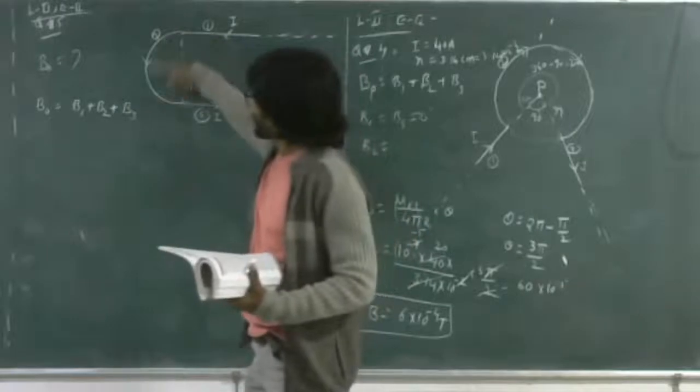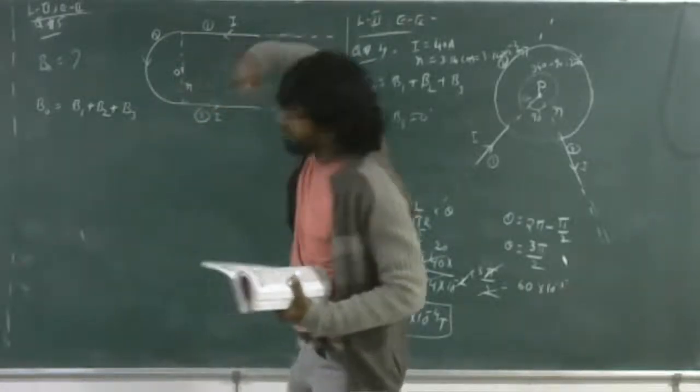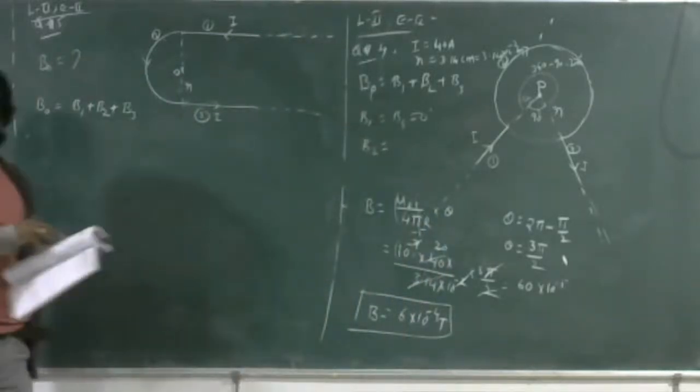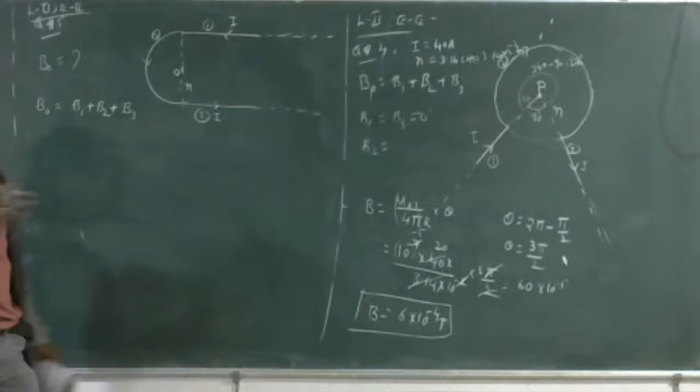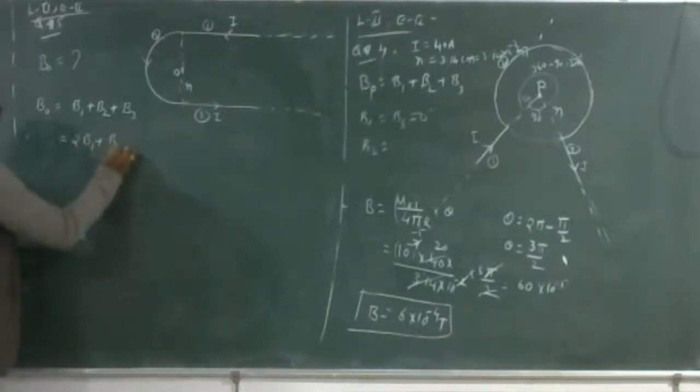Then what is the direction of the magnetic field at the center of the circle? If you observe this, by the right-hand thumb rule it will be outward only. So all are outwards, they will add up in the same direction. So no need to worry about the directions. You can directly take this as equal to 2B1 plus B2. So what is B1 here and what is B2?